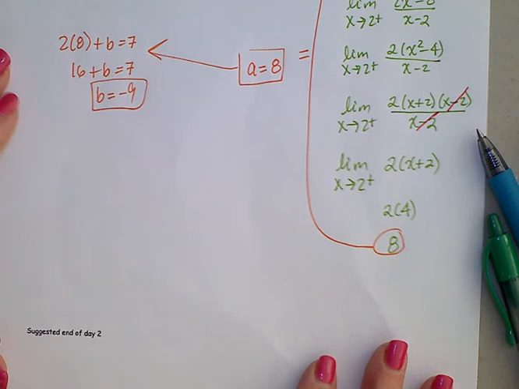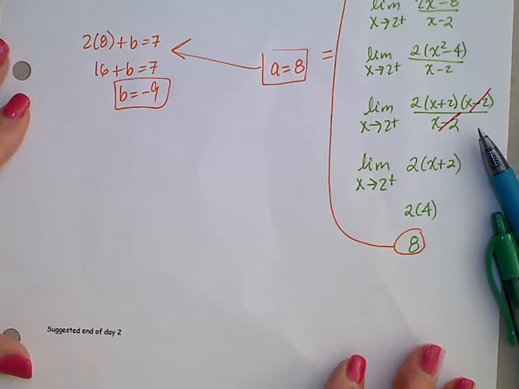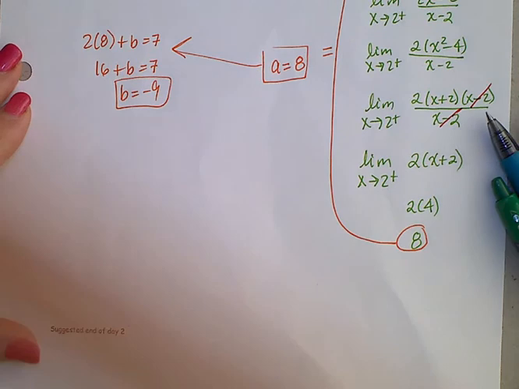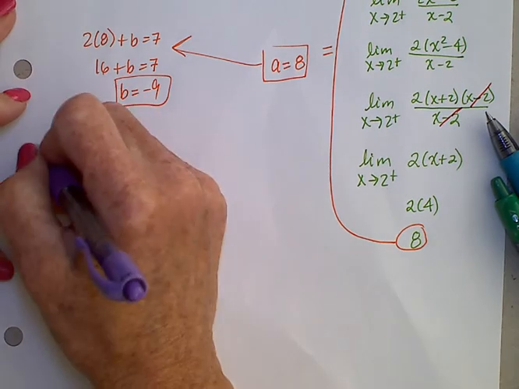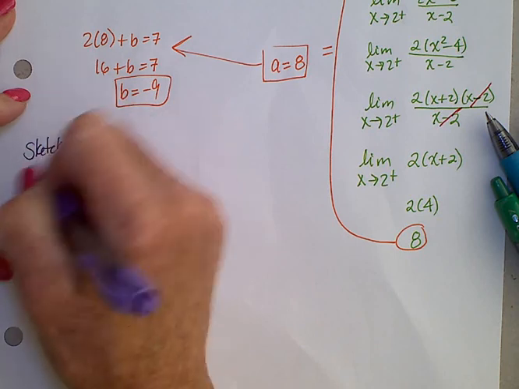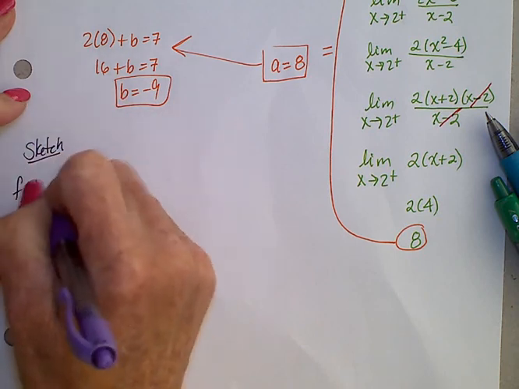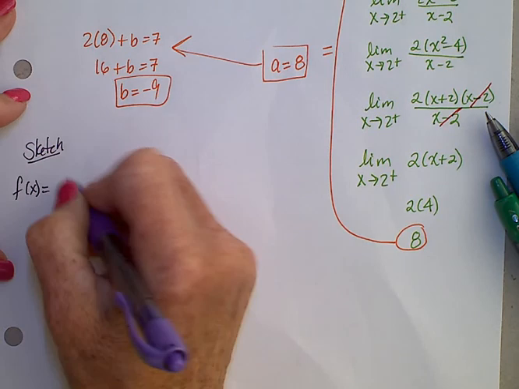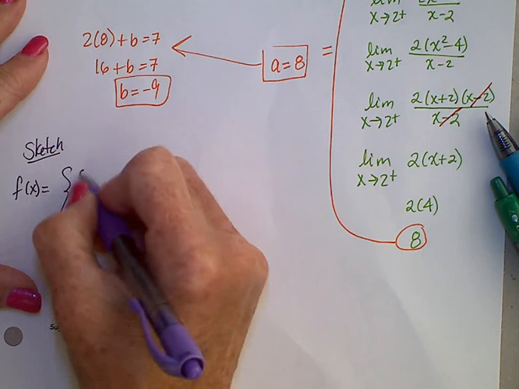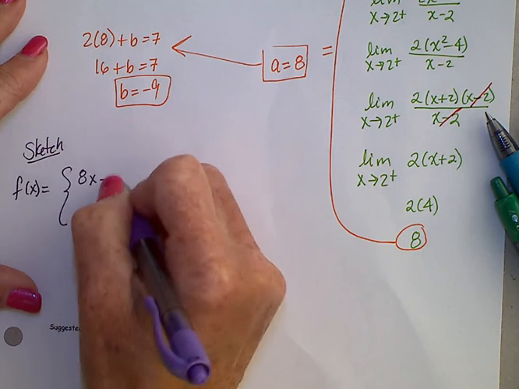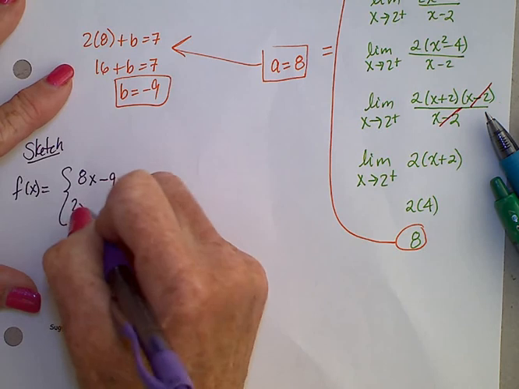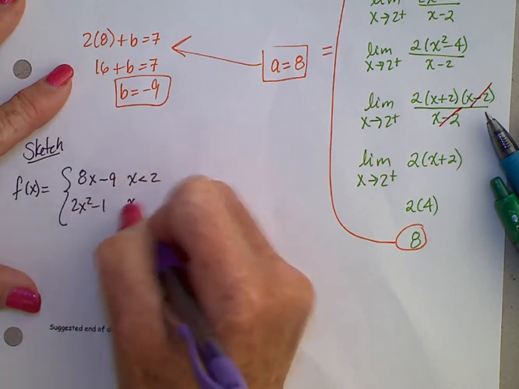The last bit here is to sketch this graph. Plugging in that a and that b, we have ax plus b, so 8x minus 9 when x is less than 2, and 2x squared minus 1 when x is greater than 2.